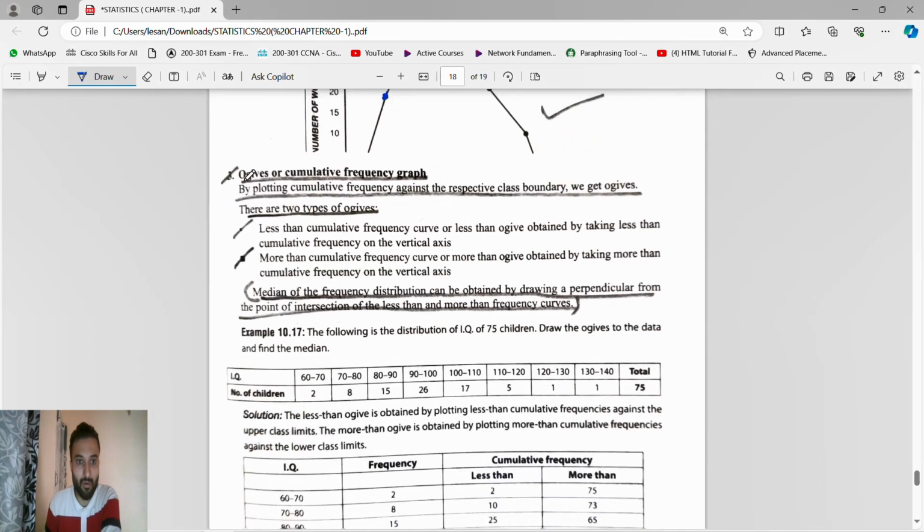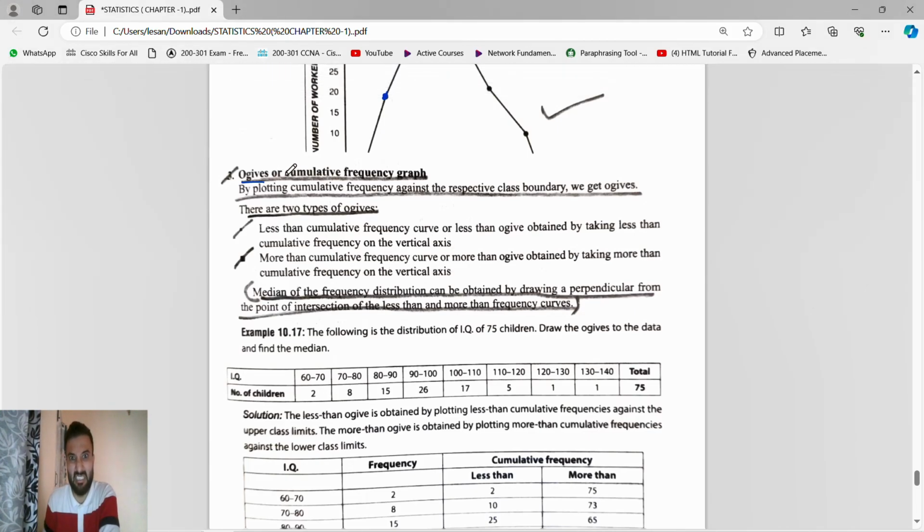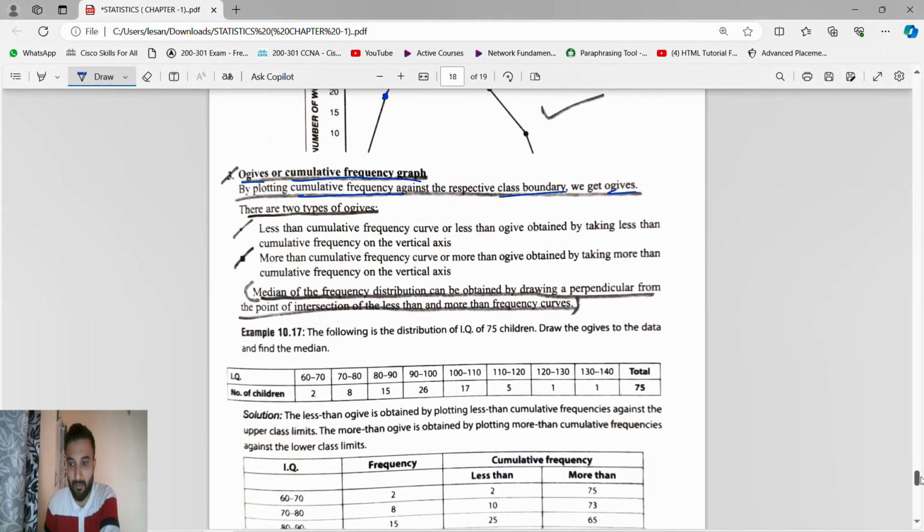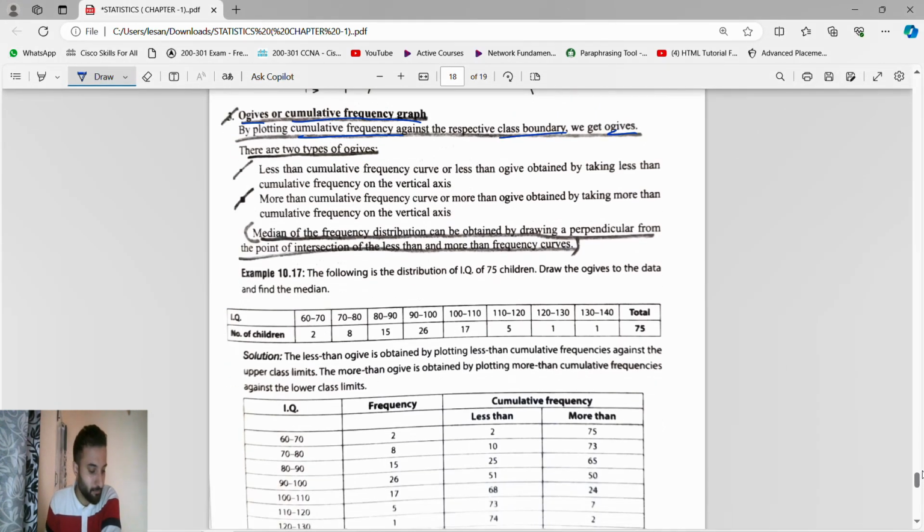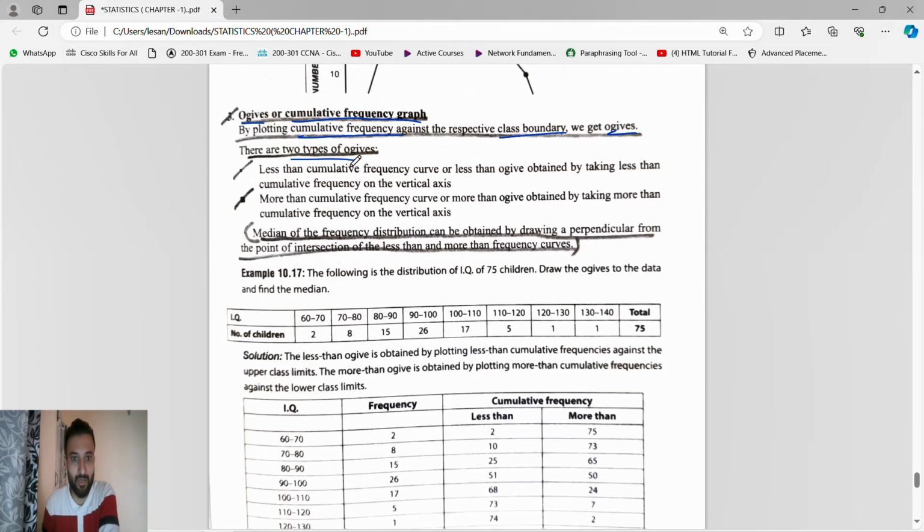Next is the ogive, whatever you call it, because it is really ajib. Or cumulative frequency graph. So by plotting the cumulative frequency against the respective class boundary, we get the ogive. There are two types of ogives, whatever you want to say.